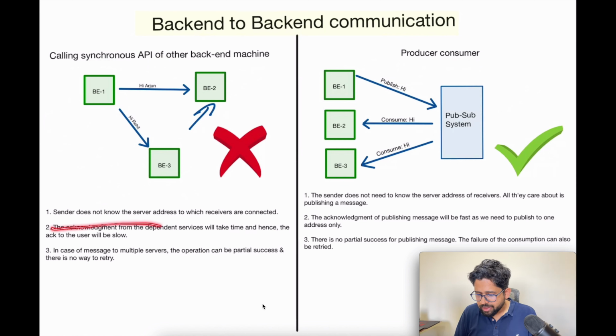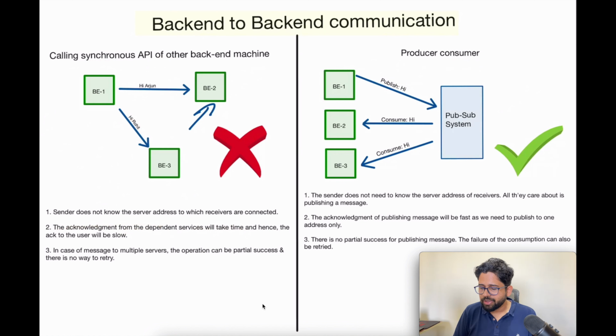The second is that the acknowledgement from the services will take time. So if somebody wants to send a message to two people in one go, they need to wait for both the servers. And God save us if one of the servers is dead or the deployment is happening on that server. In that case, the whole ACK or the acknowledgement to the caller will be slow. And also, if there are multiple servers, how do you handle the case of partial success?